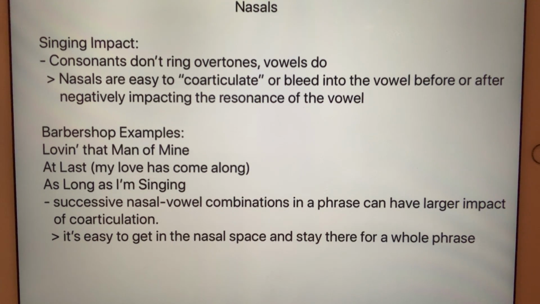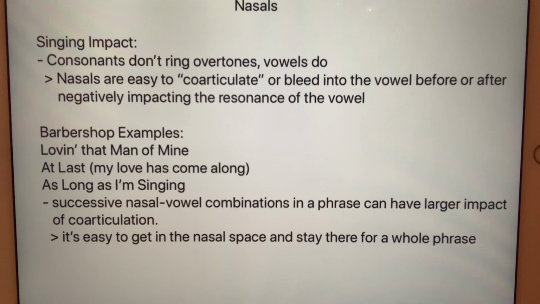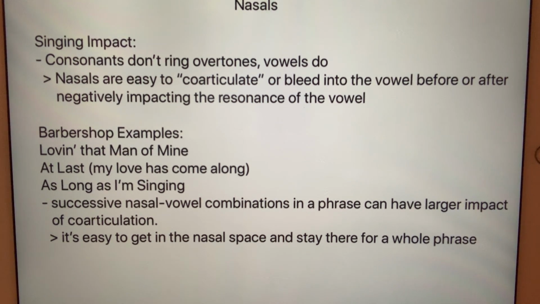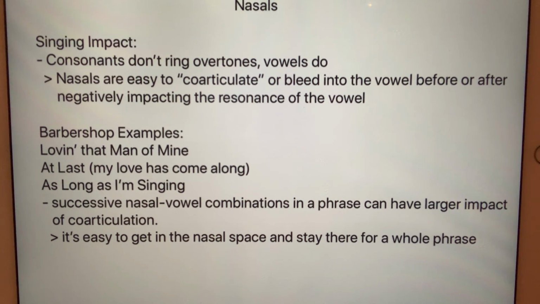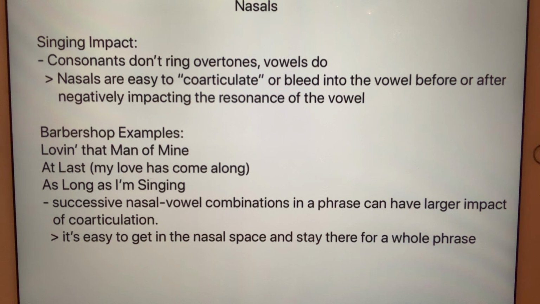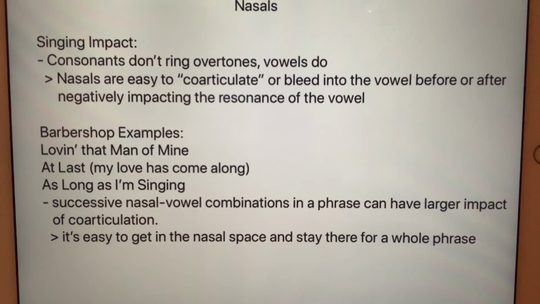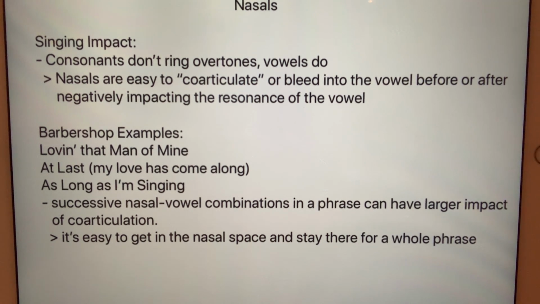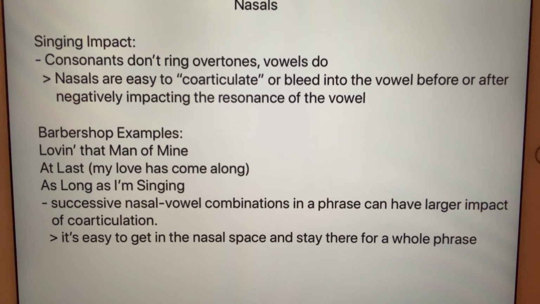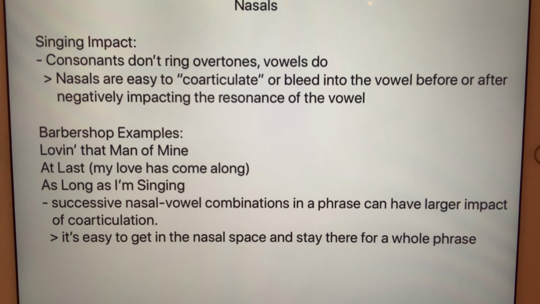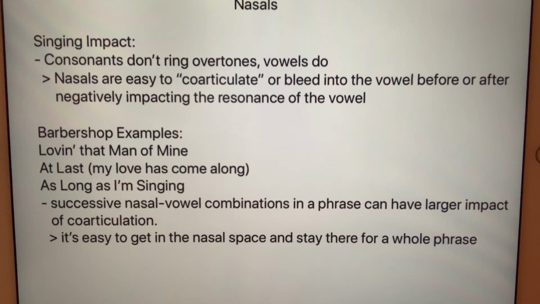So think about saying the word man. Now say the word tab. Notice the a sound is different when you say man versus tab. Or we can even keep it in the same place, right? So let's do bat and man. We've just changed plosives out for nasals, and the vowel sounds completely different because the nasal is impacting the vowel in that word.